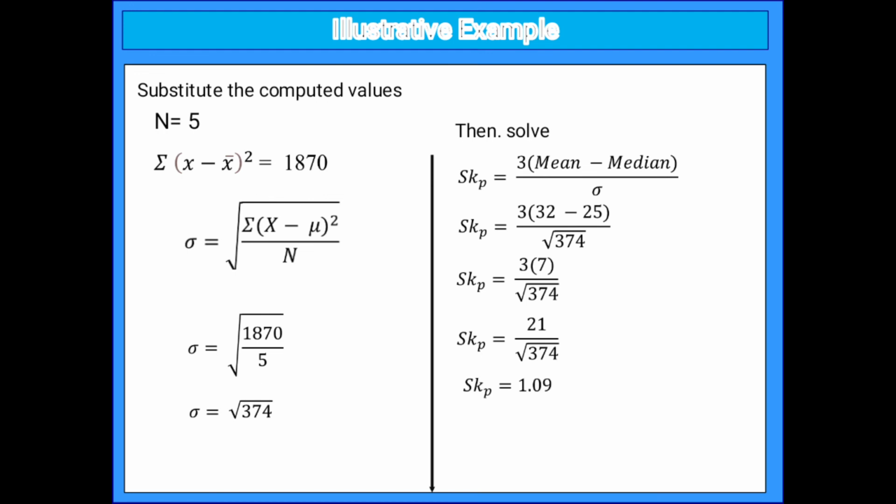We'll get 1.09. So it means that our S cubed, or the SK sub P, is greater than 0. The computed value for the measure of skew is greater than 0. Therefore, the distribution has a positive skew, or skewed to the right.